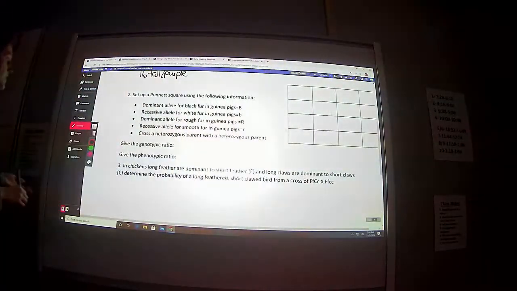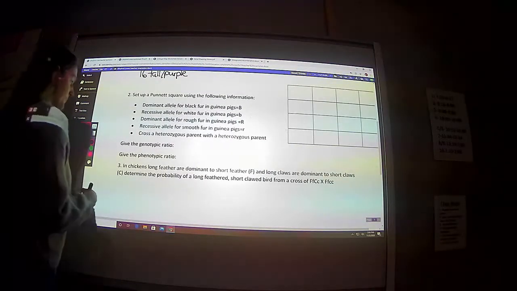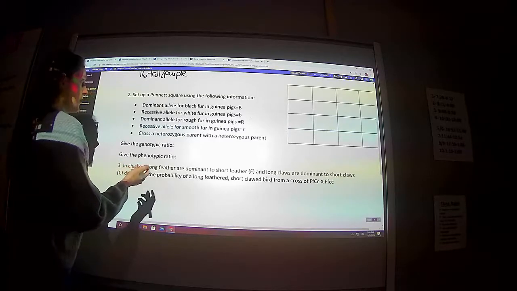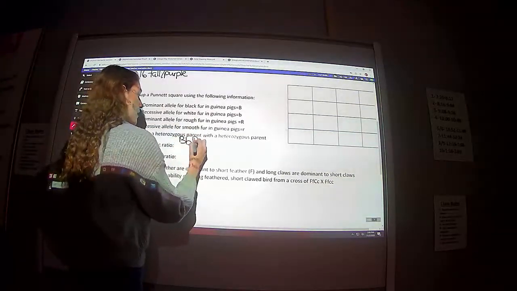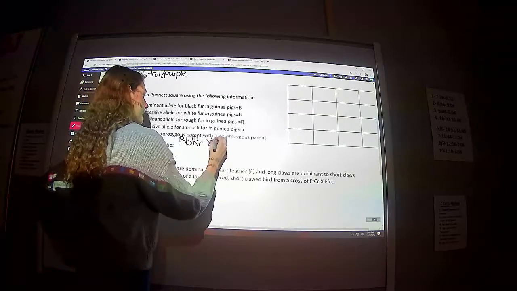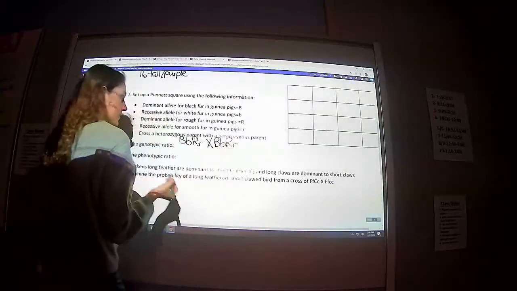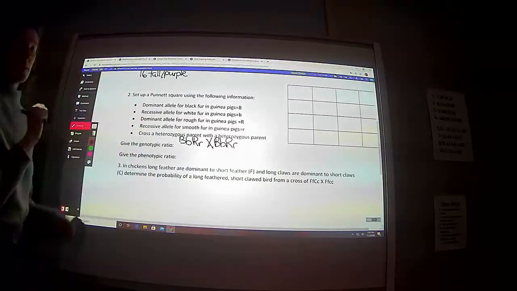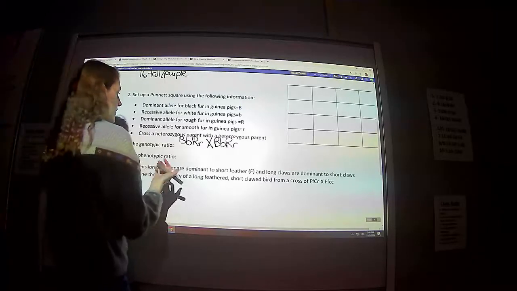So now we're talking about guinea pigs, and we're crossing a heterozygous parent with a heterozygous parent. So for my parent crosses, we're going to have a capital B, lowercase b, capital R, lowercase r. So now my cross across the top, when I write my letters out, it's going to look a little bit different. We're going to use that FOIL method again.